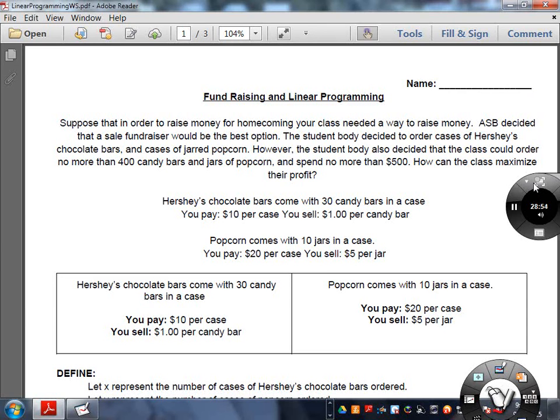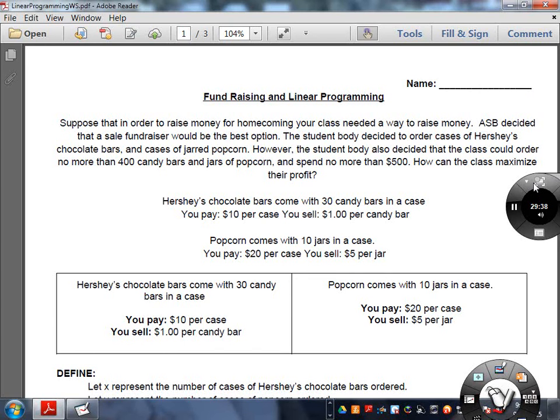Okay, so in order to raise money for homecoming, your class needed a way to raise money. Okay. ASB decided that a sale fundraiser would be the best option. The student body decided to order cases of Hershey's chocolate bars and cases of jarred popcorn. However, the student body also decided the class could order no more than 400 candy bars and jars of popcorn and spend no more than $500. How can the class maximize the profit? So first of all, our restrictions are right there, right? No more than 400 total objects, bars and jars of popcorn. And you can't spend more than $500.